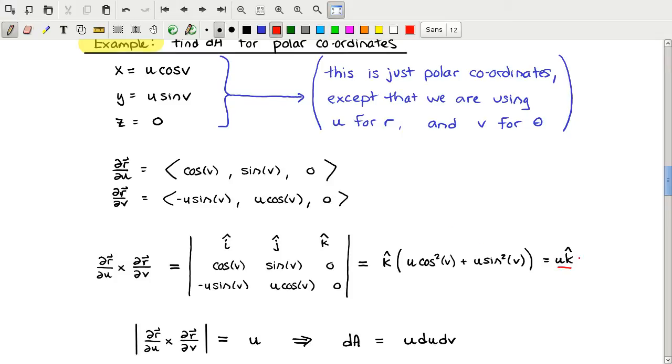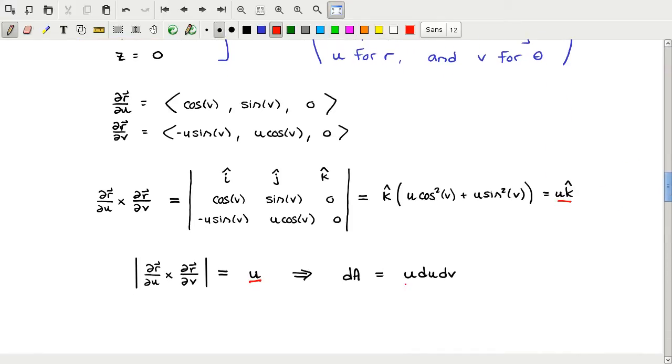But nevertheless, the magnitude of this vector is just u. So this cross product here is just u, and so dA is thus u du dv. This was nothing more than a replacement of polar coordinates, u equals r, v equals theta, and so here exactly we see our dA in polar coordinates is r dr d theta.